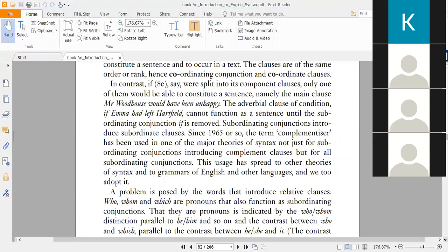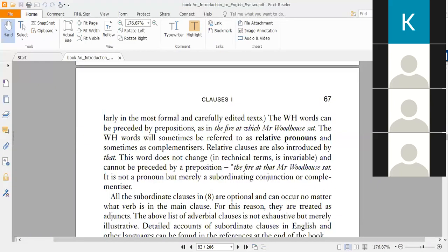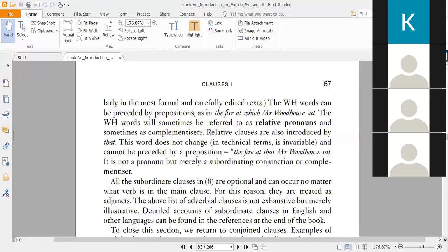A problem is posed by the words that introduce relative clauses. Who, whom, and which are pronouns that also function as subordinating conjunctions. That they are pronouns is indicated by the who, whom distinction parallel to he, him, and so on, and the contrast between who and which parallel to the contrast between he, she, and it. The contrast between who and whom is disappearing from English these days. It is only used regularly in the most formal and carefully edited text.